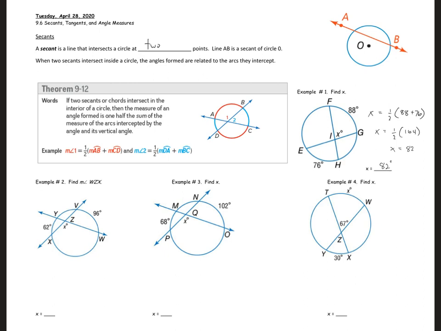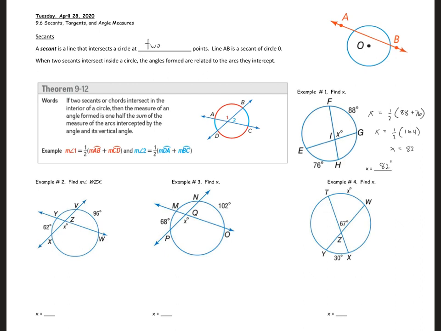Looking at example number 2, I could find the measure of angle WZX. That's what they want me to find. So WZX is where x degrees is. But I'm kind of in a difficult spot because I don't know. So I do know one thing. I do know that 96 and 62, I could add those up, and that could give me this angle VZW. Again, if I add 96 and 62, I could get this angle right here, or I could get this angle right here.